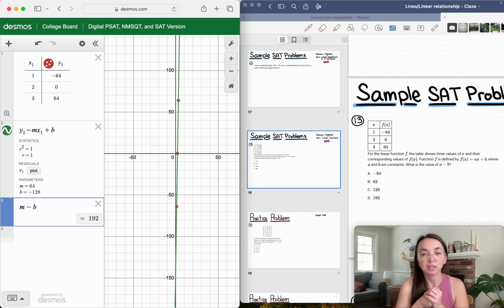And that's how we can do Desmos to solve that problem super quick. But it's still important to know how to do it by hand as well.